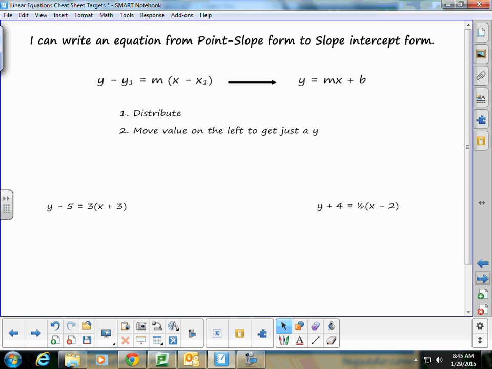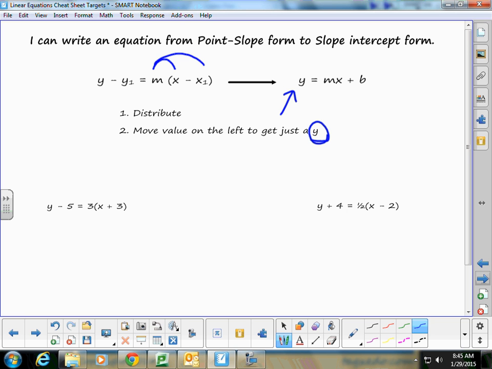I can write an equation from point slope form to slope intercept. This is where the trouble begins. So be careful. Remember your integer rules and do not be careless. So first step would be to distribute when you're trying to get there. You're going to distribute the slope to everything inside. Then you move the value on the left to just get y alone. You are solving for y.